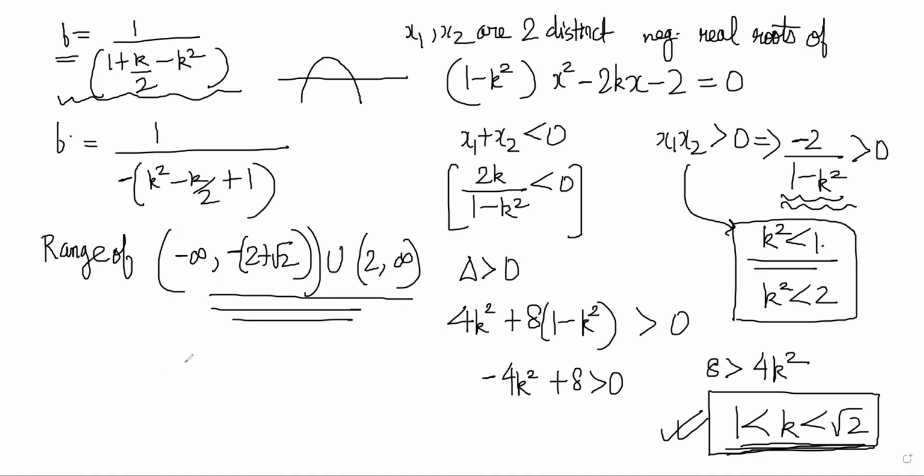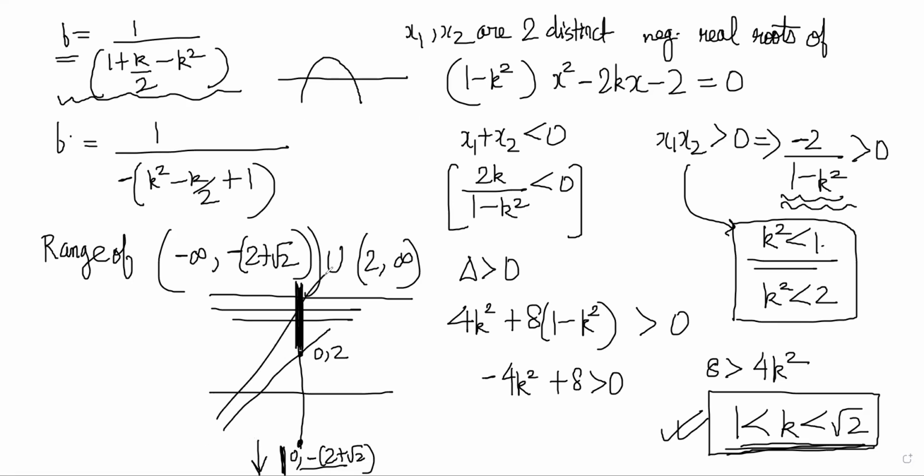And if this is the range, that means the straight line L can cut above 2 to infinity. The B point can be anywhere here above 2, or it can be below minus 2 plus root 2. Okay? This is 0 comma 2, this is 0 comma minus 2 plus root 2, and it can be below this. So all of these points, the line L can take values like this. Line L can look like this.